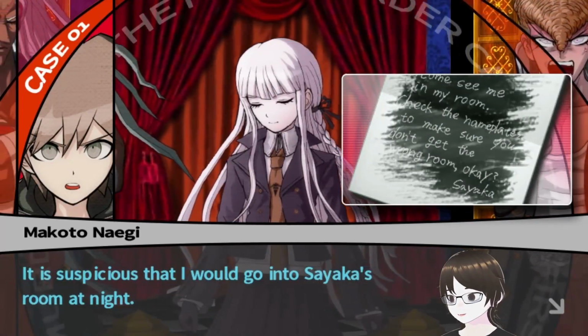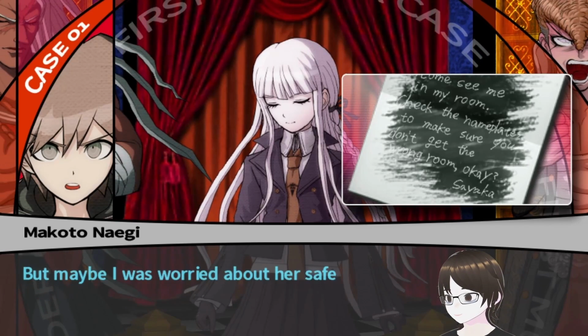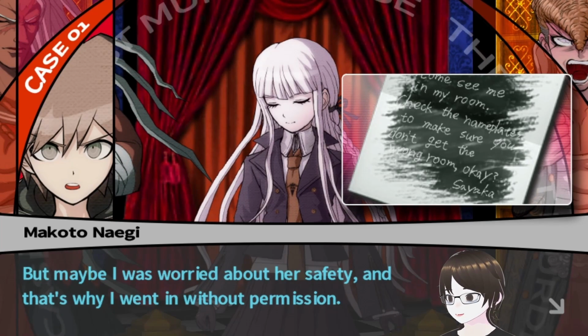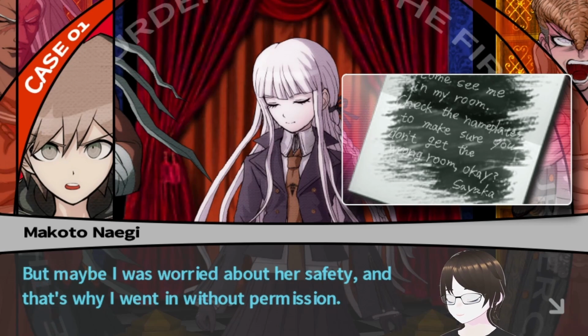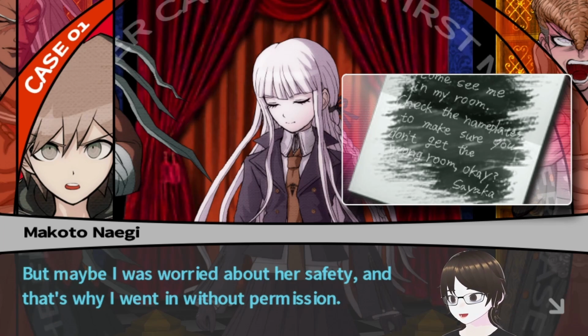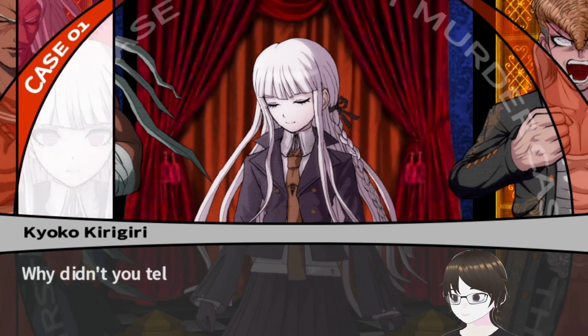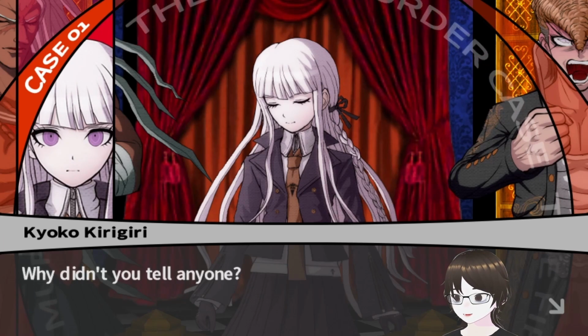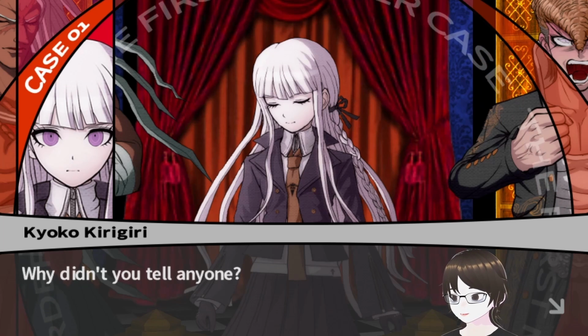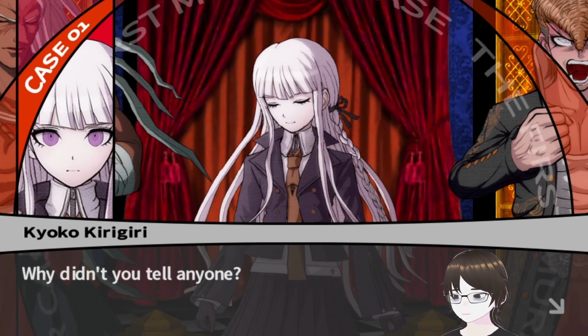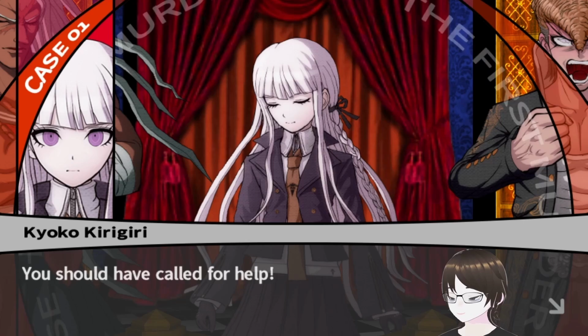It is suspicious that I would go into Sayaka's room at night. But maybe I was worried about her safety, and that's why I went in without permission. I would assume the permission was implied if she swapped keys. Why didn't you tell anyone? Now that's a good point. We should have gotten more people together on this, maybe then we would have... You should have called for help.